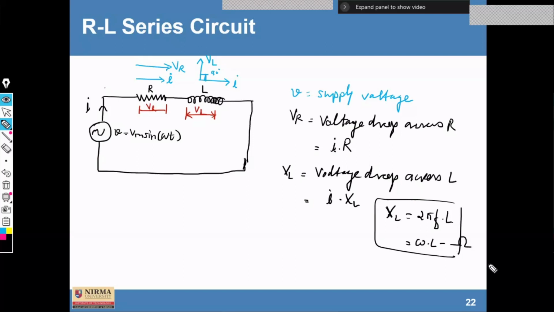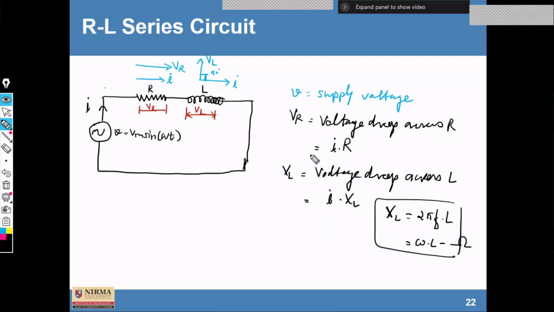Similarly, we are going to have two different resistances here: resistance due to the resistor, and resistance due to the inductor also. And we will introduce one new word, called impedance. Impedance is the total resistance combined of R as well as L. So Z is the total impedance of the whole circuit, and we are going to derive the impedance triangle also today.